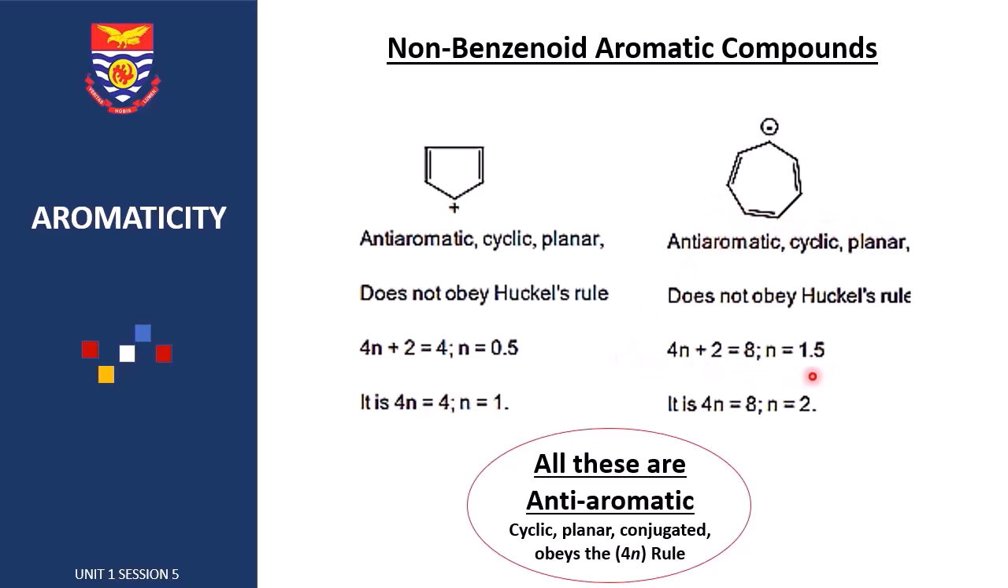All these are anti-aromatic because they do not obey the 4n plus 2 pi electron system. If the compound does not obey the 4n plus 2 pi electron system, it is regarded as anti-aromatic, even though it might be planar, conjugated, and cyclic.